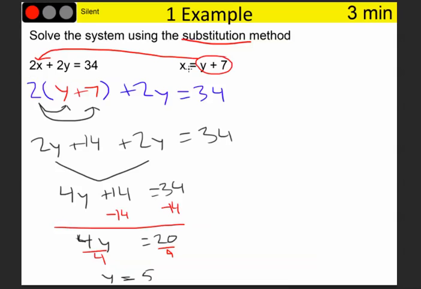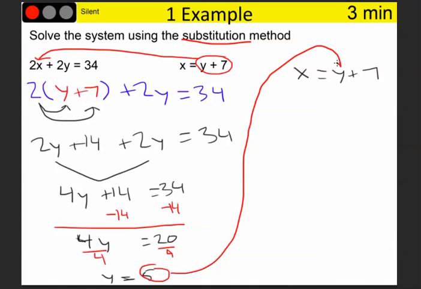So what I'm going to do is I'm going to go back to my original equation over here, where it said x equals y plus 7. And now I can plug in this y value that we had in place of y. So I have x equals y plus 7, and now I know that y is 5. So 5 plus 7 gives me x equals 12.